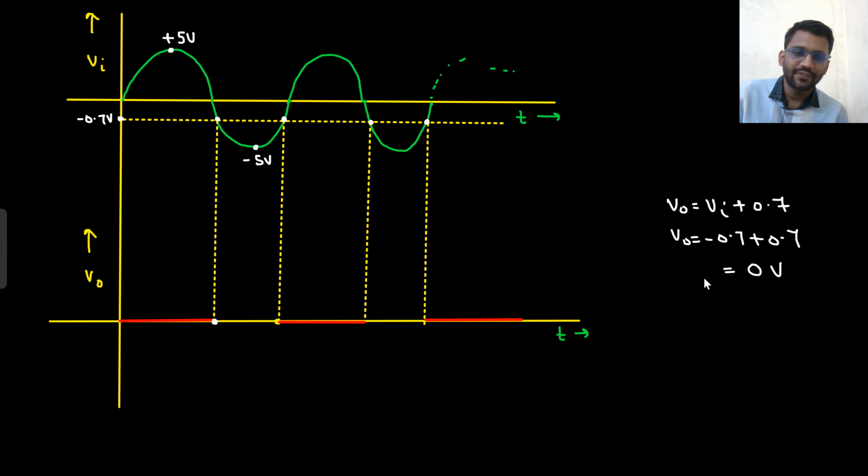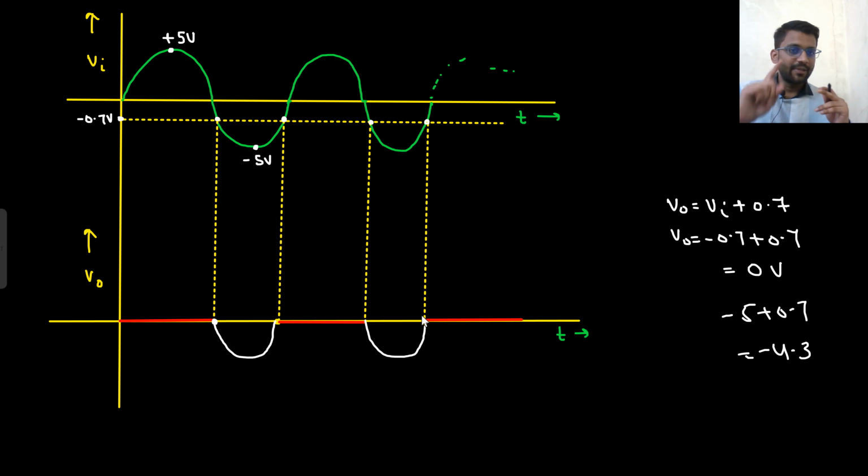When V in is minus 5, what will be your output? That will be minus 4.3. So from 0 you will start and you will go up to minus 4.3. So nothing is happening with the shape of the signal. The shape of the signal was sinusoid, and still it is sinusoid only.